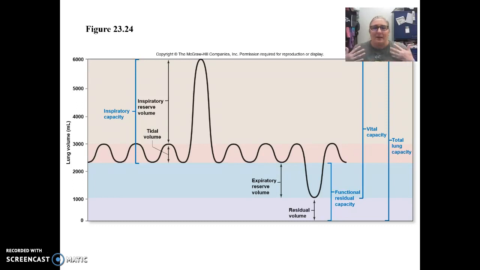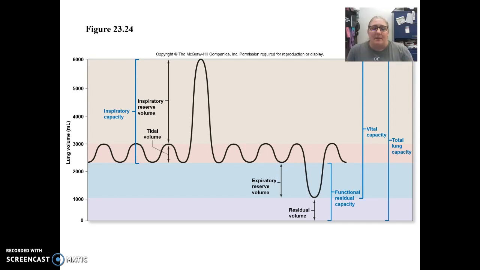Think about when you were getting ready to jump off a diving board. You take a deep breath, and then you jump. So that's that inspiratory reserve volume that you're using. We can also measure the expiratory reserve volume. So typical expiration above and beyond that is the expiratory reserve volume.